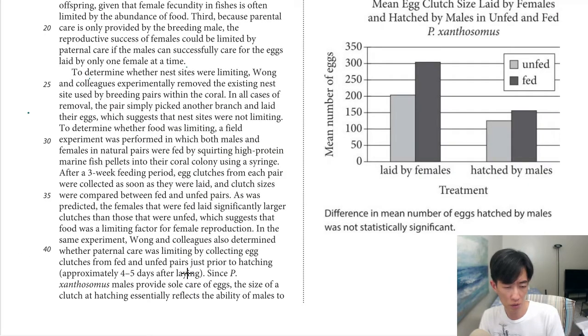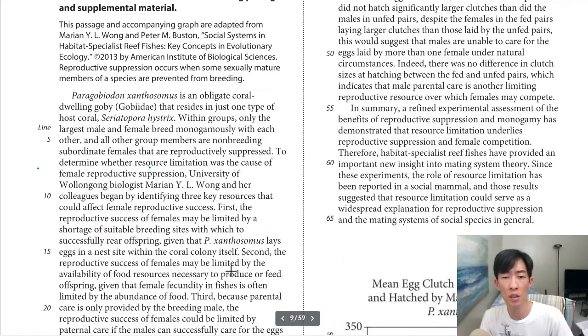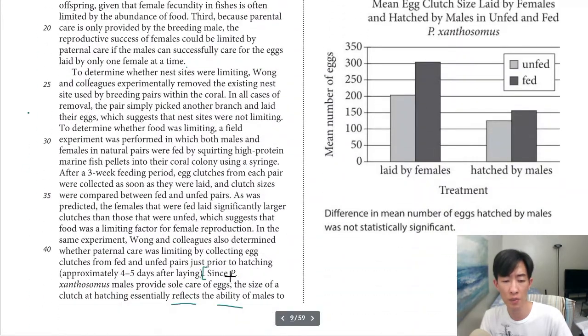Question 28, as used in line 44, reflects most nearly means. So start in line 42. Since P. xanthomus males provide sole care of eggs, the size of a clutch at hatching essentially reflects the ability of males to care for their eggs. So what are the important words here? The size reflects the ability, so the size of a clutch reflects the ability of males to care for the egg. So what does that mean?